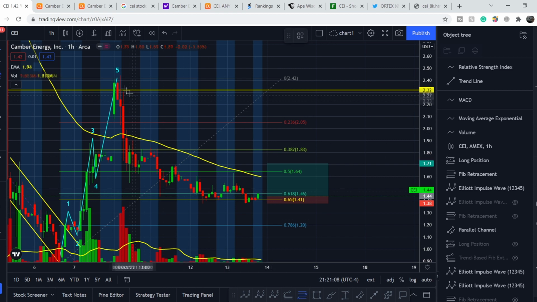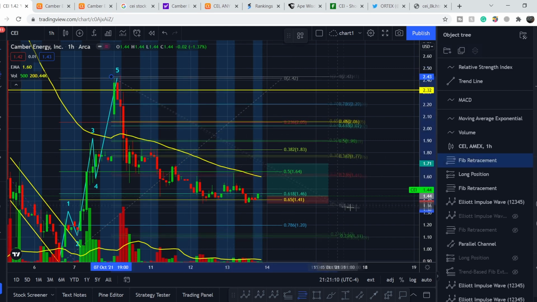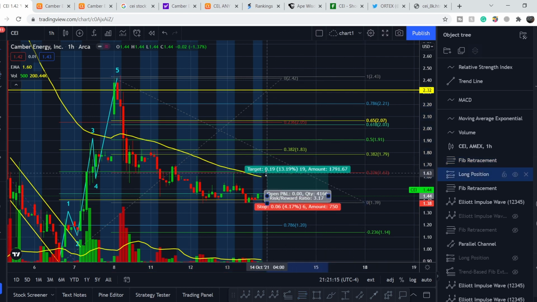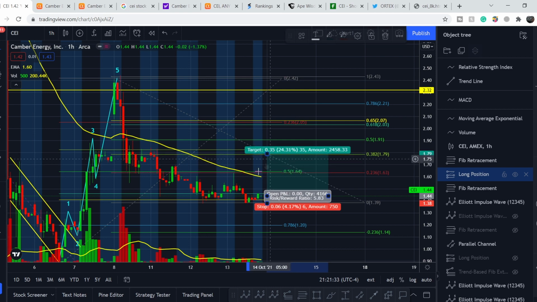And if I pull the Fibonacci retracement tool from this top to this bottom, we have certain levels. The first level is at around 0.236, right here, 0.236 Fibonacci retracement. And it is only 13.19%, and the risk-to-reward ratio is 3.17. It's decent, but not the best. And the next potential level where we might hit with the bounce to the upside, if it occurs, is 24.31% of potential profits with a risk-to-reward ratio of 5.83.